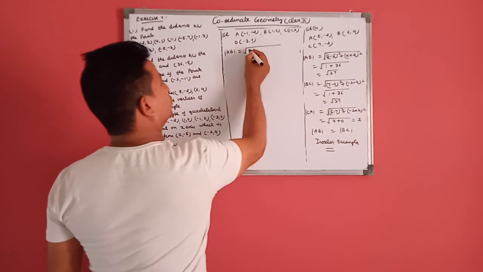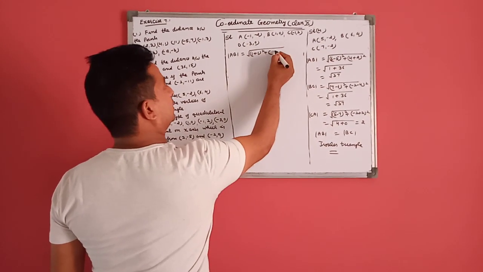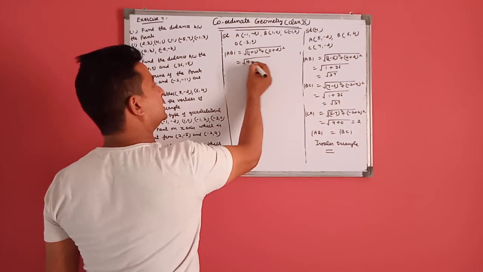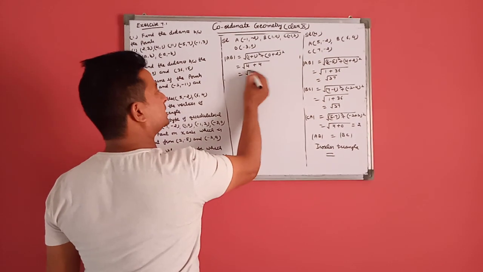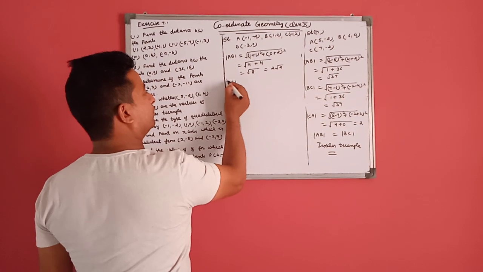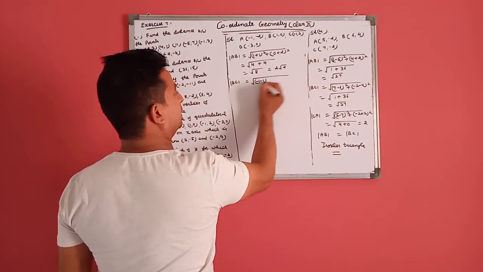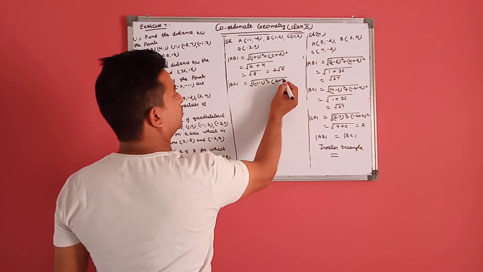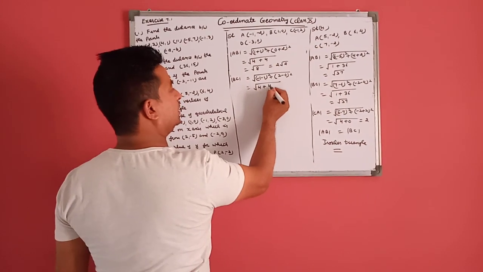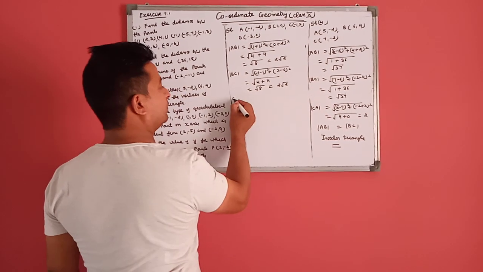For this, (x2 minus x1) whole square plus (y2 minus y1) whole square. This becomes 2 whole square, which is 4, plus 4, equal to 8. Square root of 8 is 2 square root 2. Secondly, we find BC. x2 is minus 1, x1 is 1, and 2 minus 0, minus 1, 2 minus 2 whole square is 4 plus 4, equal to 8. This is again 2 square root of 2.